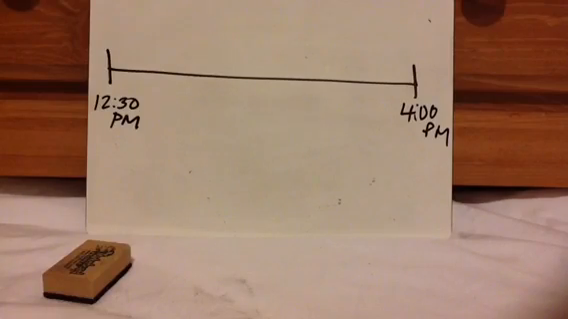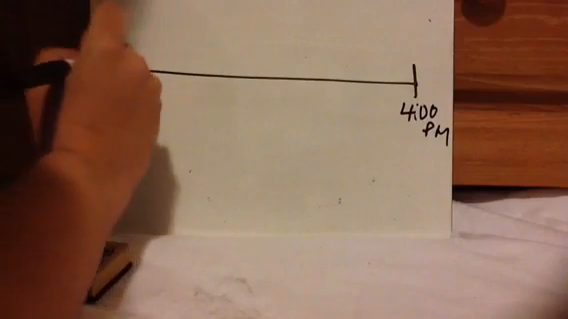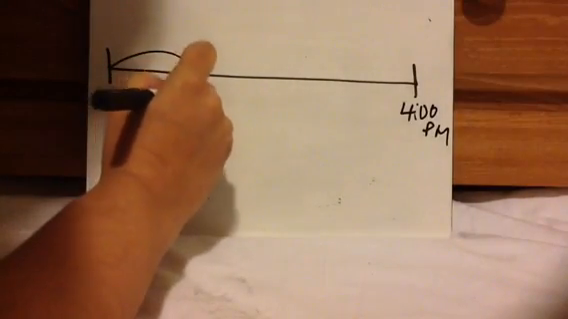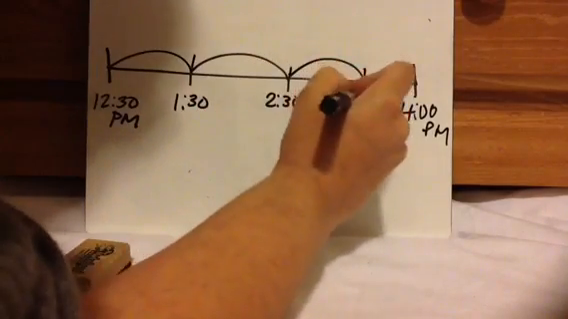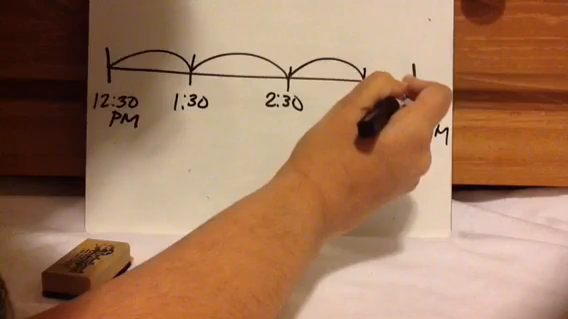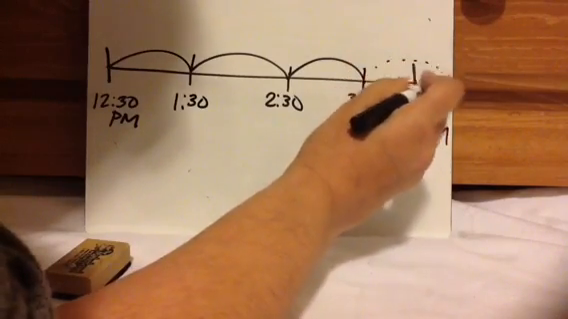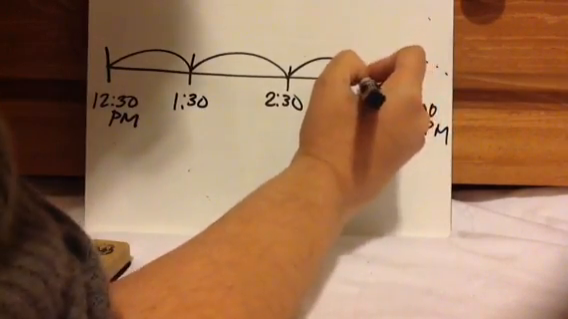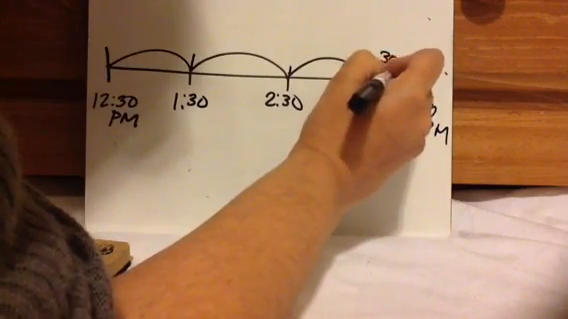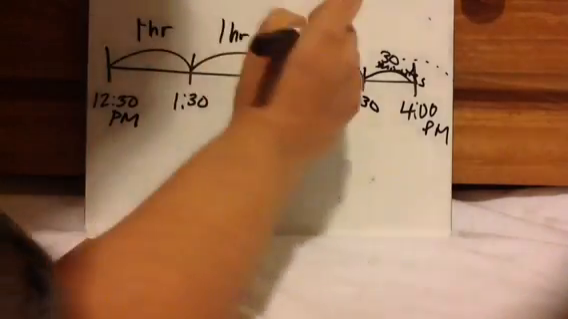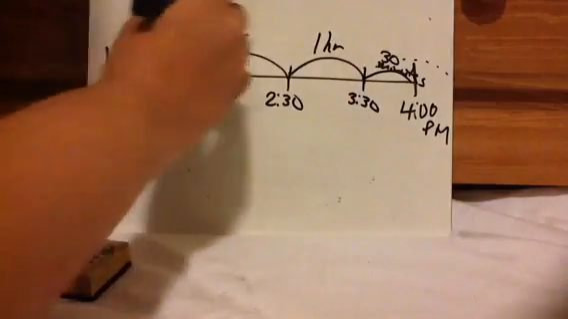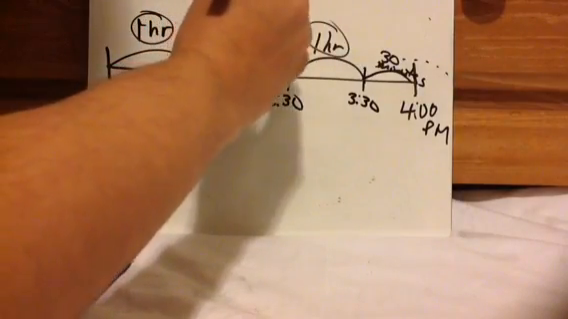I usually like to do hours, and then minutes, because you always want to try to get the biggest chunk of time first. So 12:30 plus 1 hour is 1:30, plus 1 hour is 2:30, plus 1 hour is 3:30. Now I'm aware if I jump another hour, it'll be 4:30, which is over my time. So this part here would be 30 minutes, because 3:30 to 4 is 30 minutes. So 1 hour, 1 hour, 1 hour. So 3 hours and 30 minutes.